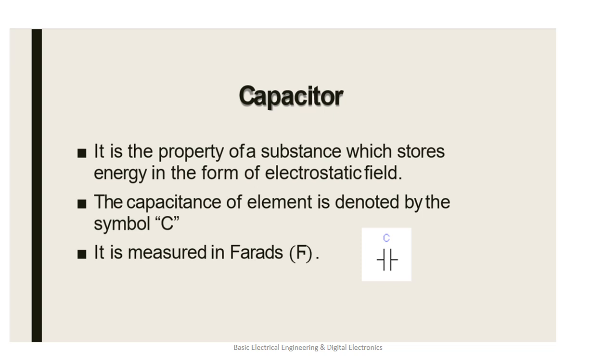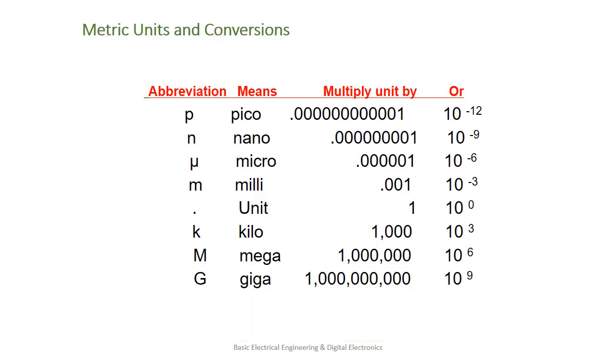Similarly, capacitance is the property of a substance which stores energy in the form of an electrostatic field. The capacitance of the element is denoted by the symbol C, and capacitance is measured in farad. So these are some abbreviations related to the metric units and conversion.